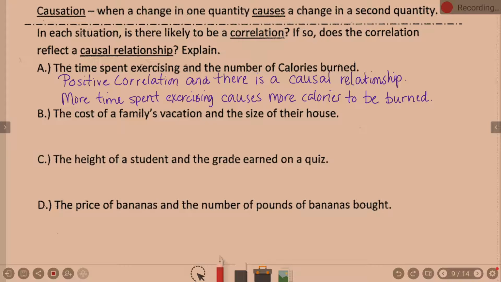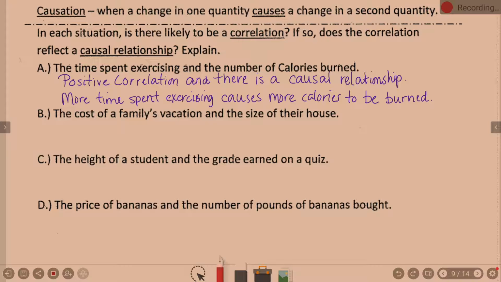Okay. So, I would go with the idea, and I wouldn't say definitely, but I would say there's likely the correlation that the more a family spends on vacation, the bigger their house is. Now, what kind of correlation is that? If their cost of vacation is going up and the size of their house is going up, that is a positive again, because they're both increasing. So I'm going to say it is likely to be a positive correlation.